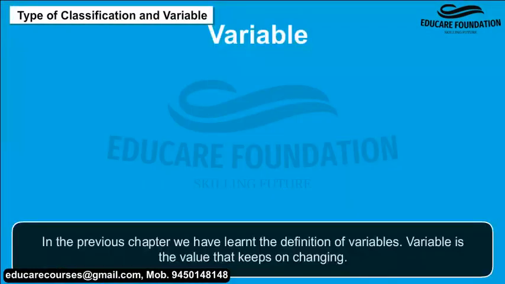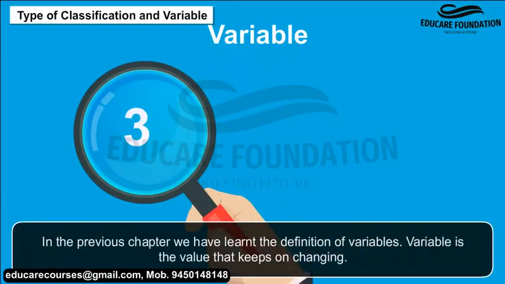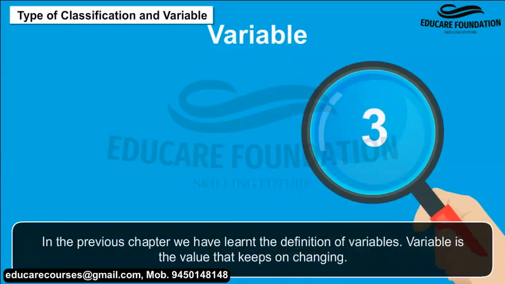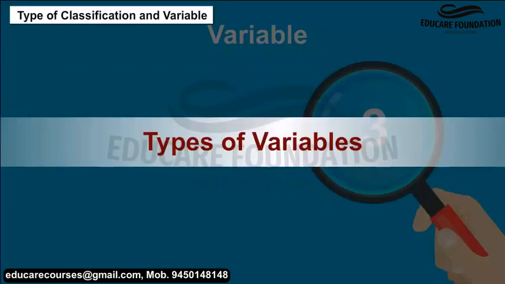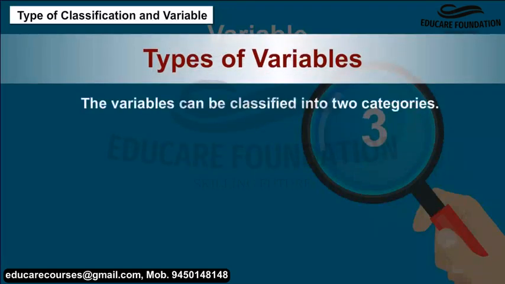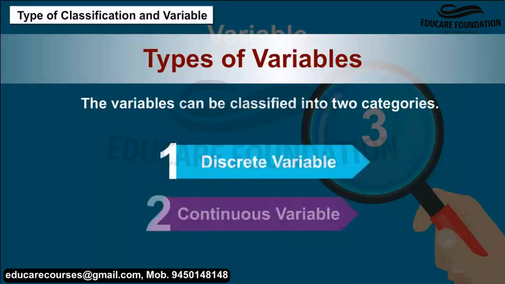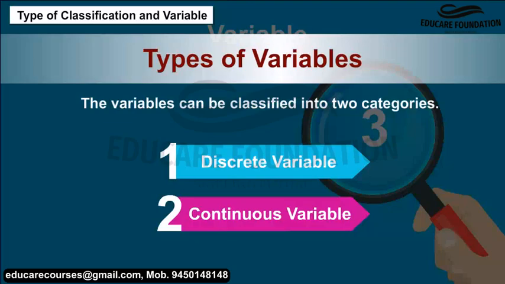Variables. In the previous chapter, we learnt the definition of variables. A variable is a value that keeps on changing. But that definition does not explain how it varies. Variables vary on the basis of different criteria. Types of variables. The variables can be classified into two categories: discrete variable and continuous variable.